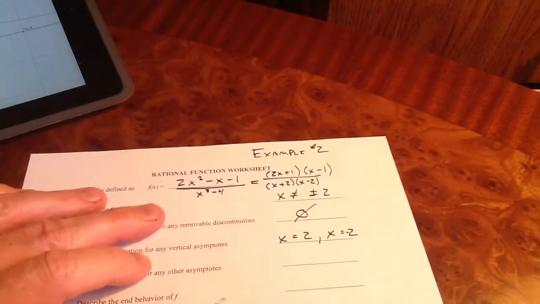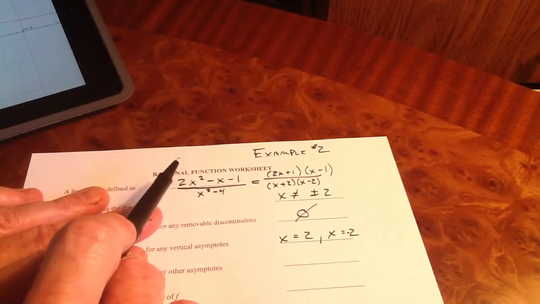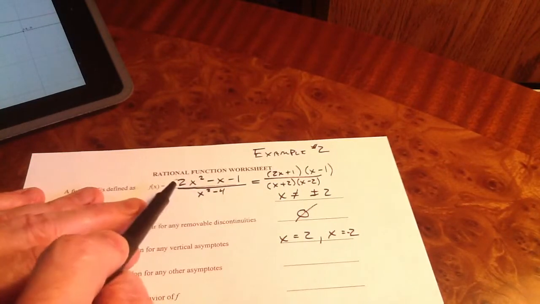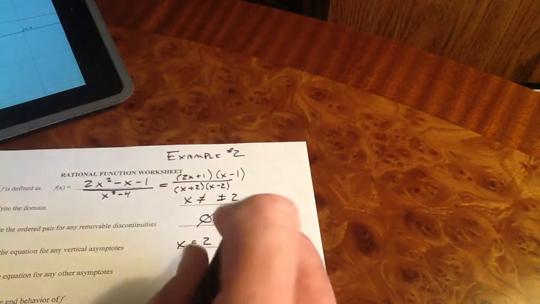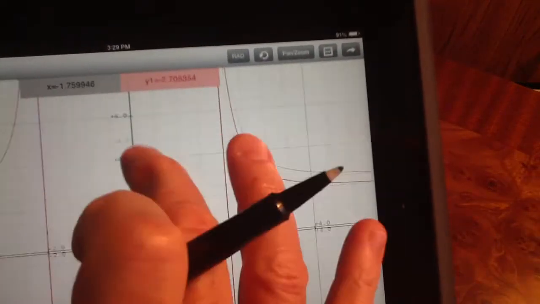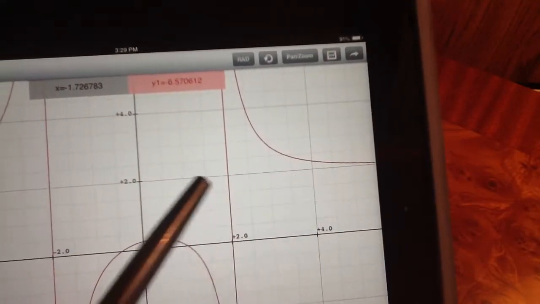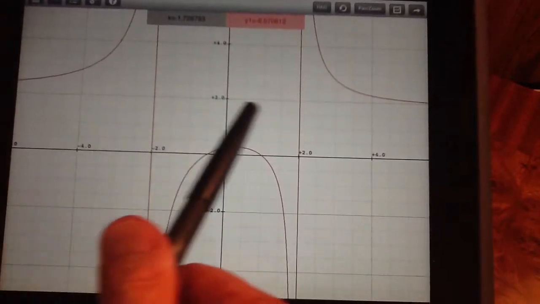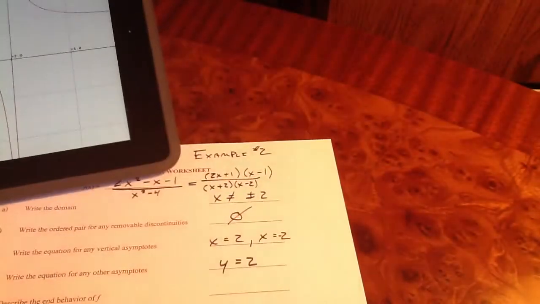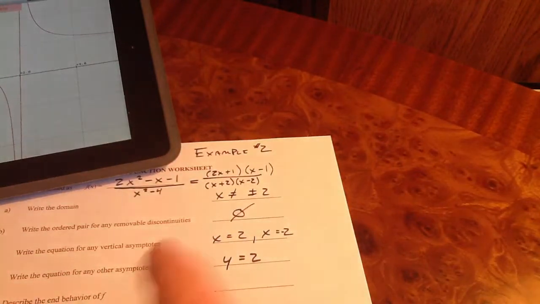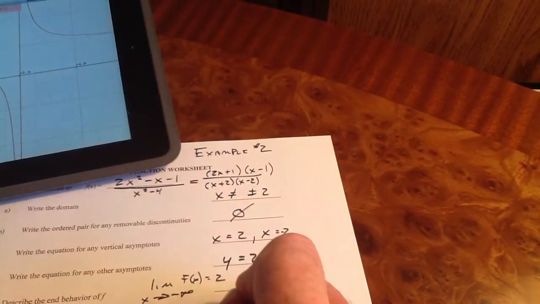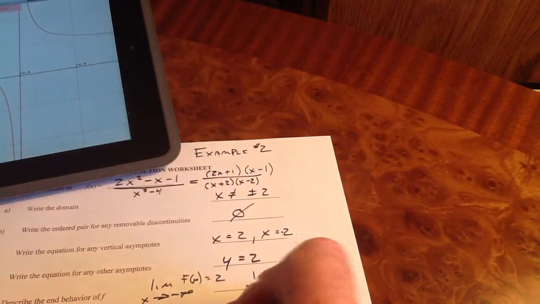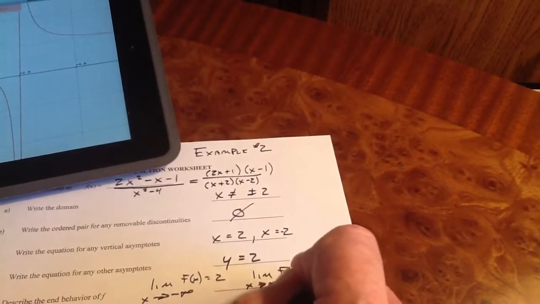All right. Write the equation for any other asymptotes. Well, again, I look, top heavy, bottom heavy match. These are a match, so I take the ratio 2/1. So the asymptote is going to be y equals 2. And let's take a quick peek here. Yeah, see that right there? Right along the line 2, this has an asymptote. Describe the end behavior. So on the left-hand side, as x approaches negative infinity, the function will approach 2, and on the right-hand side, as x approaches positive infinity, the function will approach 2.